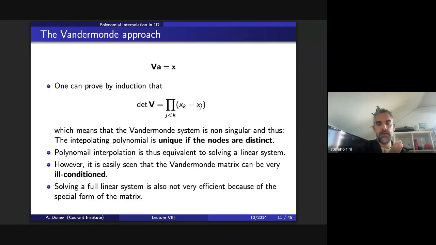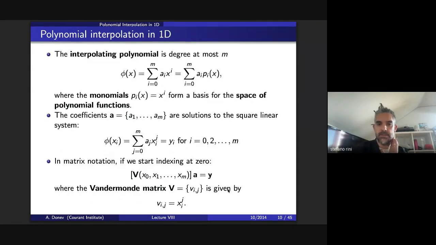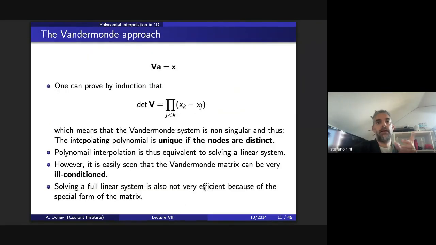So let's say that you have these 3 nodes in which you're evaluating the function. In position Vij you have xi to the j, and then the determinant will be x1 minus x2 times x2 minus x3, and so on, for m equal to 3. Then, if we choose the interpolation points to be all different, all unique, the determinant will not be 0, so the matrix will not have eigenvalues at 0.